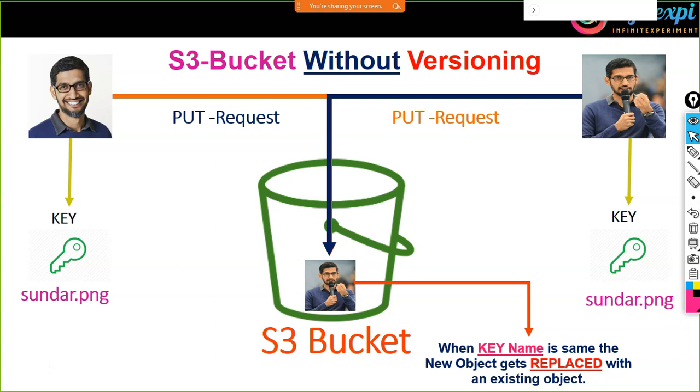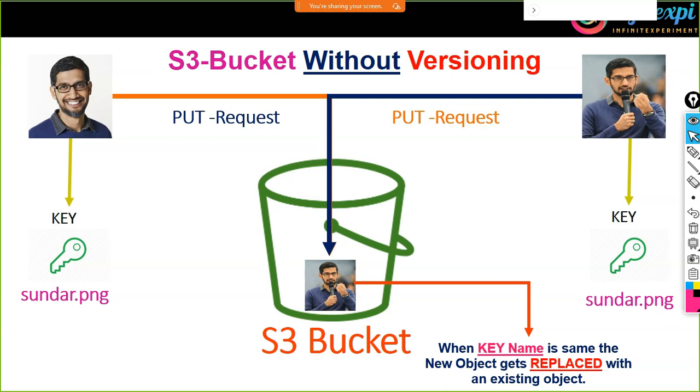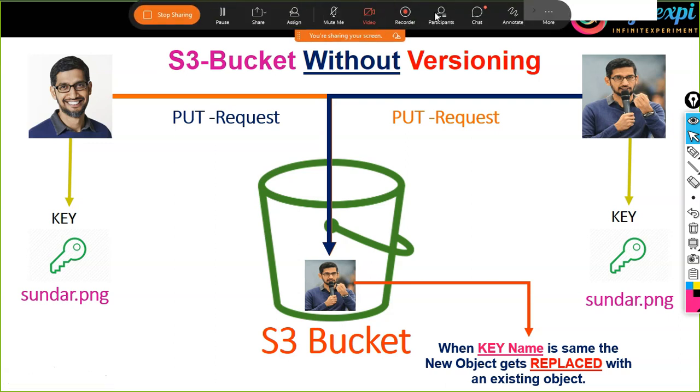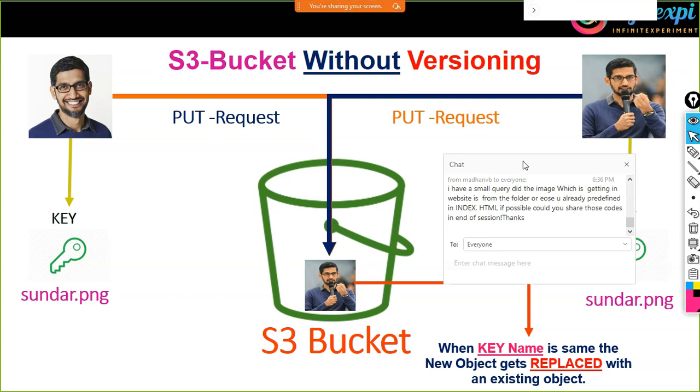So in the bucket, only the new object is available, and there is no presence of the old object. The old object is completely replaced by the new object. This is what actually happens in an S3 bucket without versioning. Is that clear? This is something we need to understand mandatorily in terms of the S3 bucket.